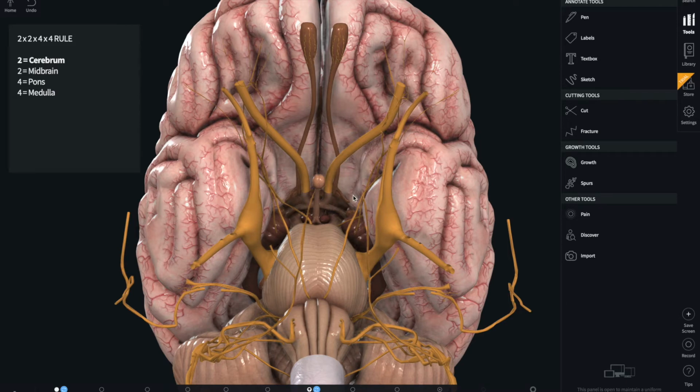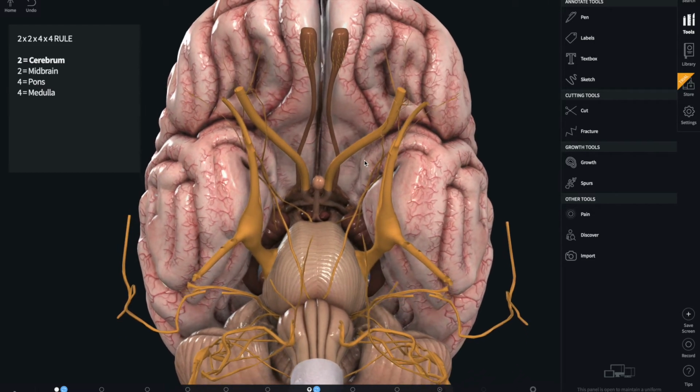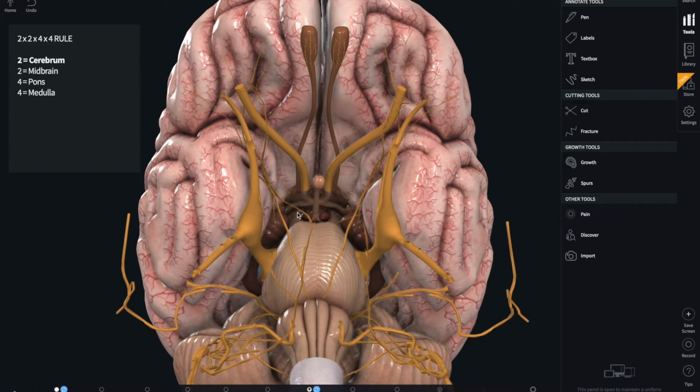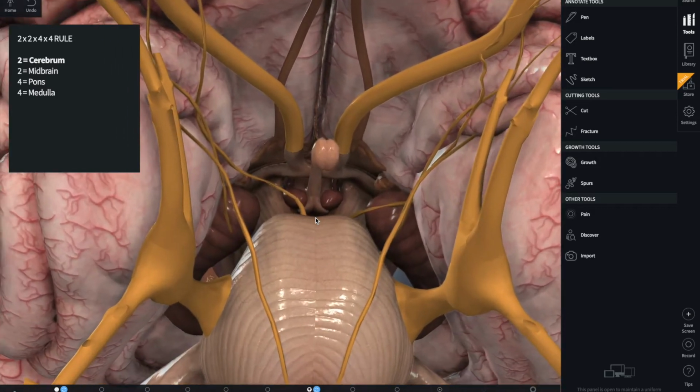Now the midbrain area is quite hard to identify on the inferior surface of the brain like this, and the reason is because, well, it's in the name, it's in the middle of the brain, the midbrain. Like I said, it's quite hard to identify, but some of the cranial nerves coming from there aren't too hard, so let's have a go.